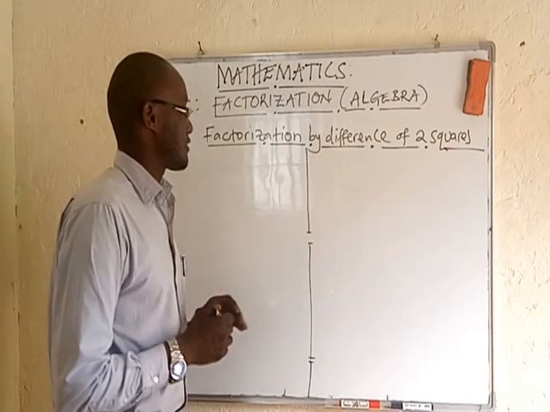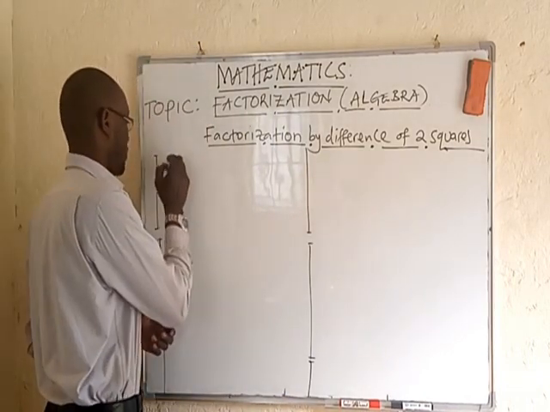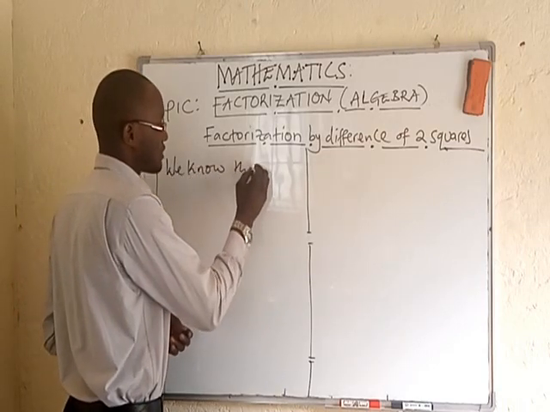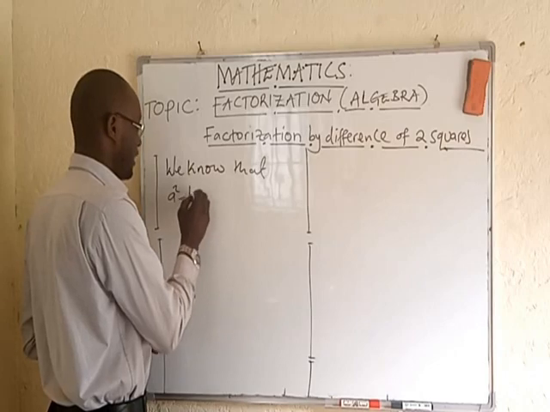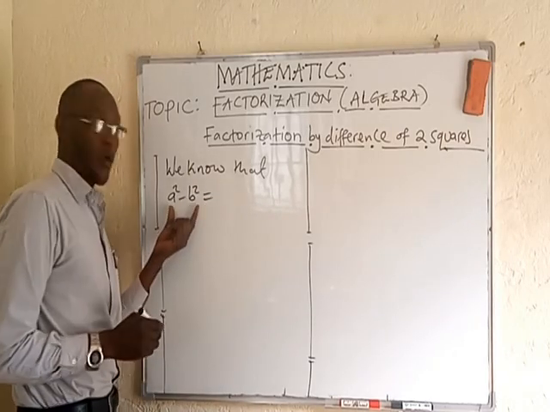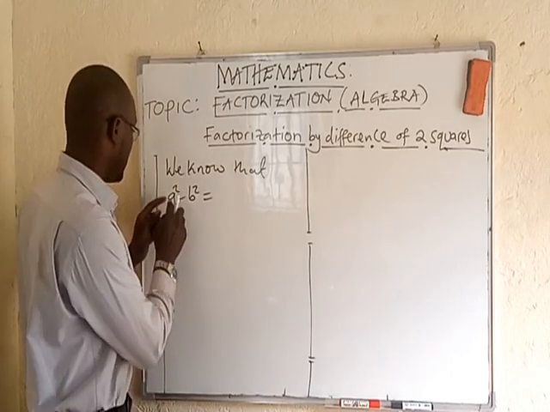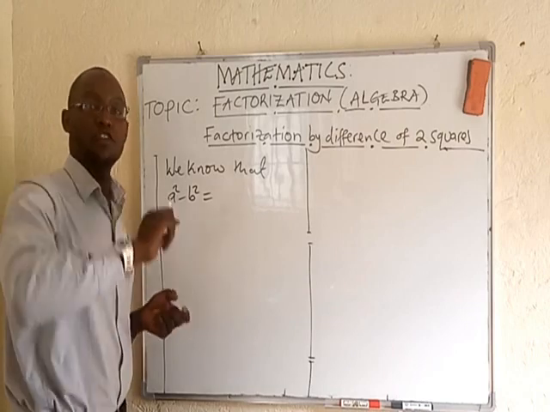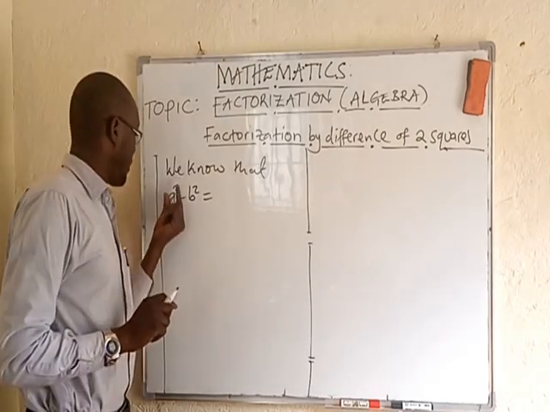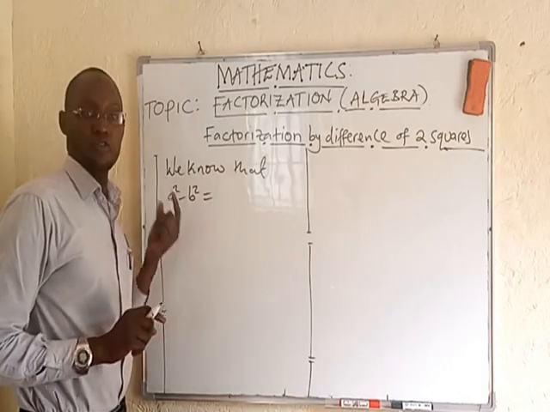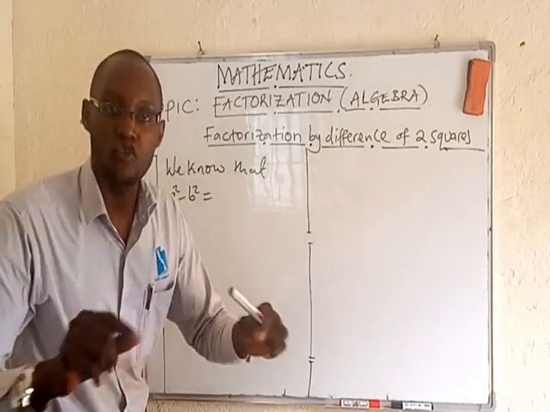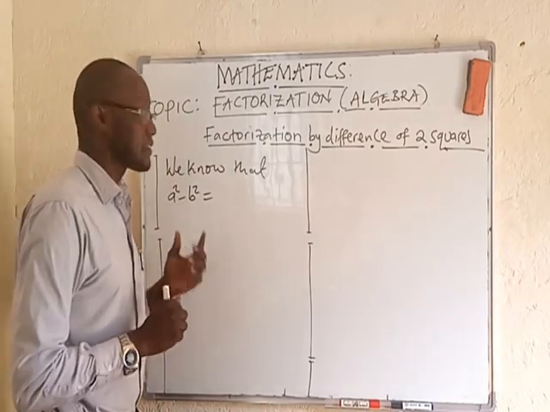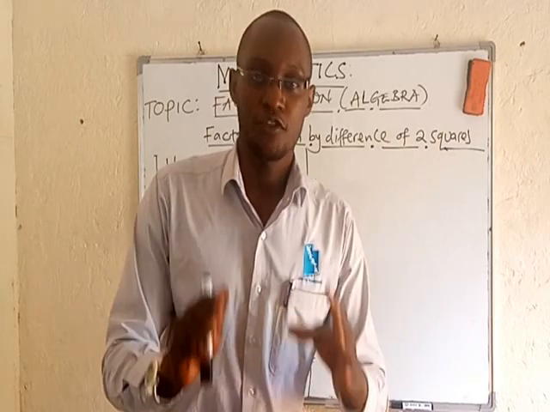In algebra, we know very well that a squared minus b squared is what we call a difference of two squares. This is a square and then this is a square. A square is just an element to a power 2, so this is a power 2 and then b power 2. Then difference means subtraction, so there is a subtraction. This makes it a difference of two squares.